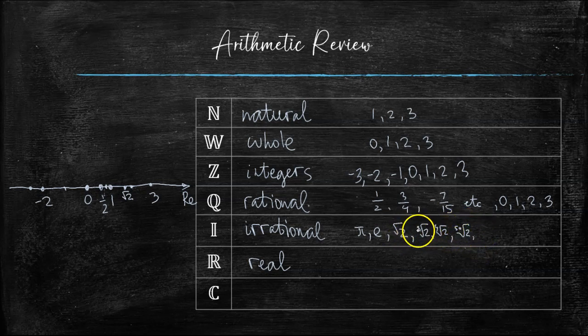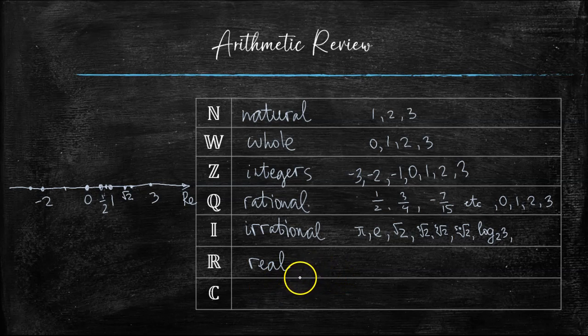I can replace 2 with 3 and generate another infinitely many irrational numbers. I can replace square root operation with logarithm base 2. Log base 2 of 3 is irrational. Log base 2 of 5 is irrational, and so on and so on and so on. So there are infinitely many more irrational numbers than rational numbers.